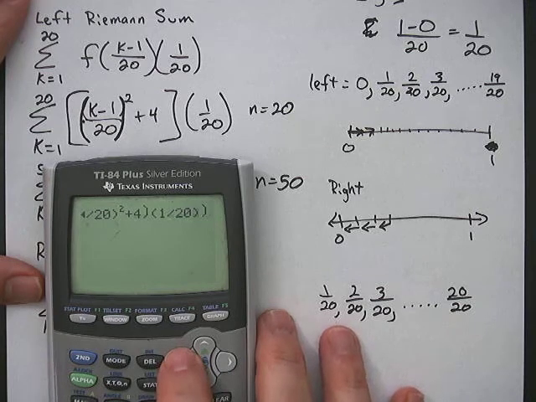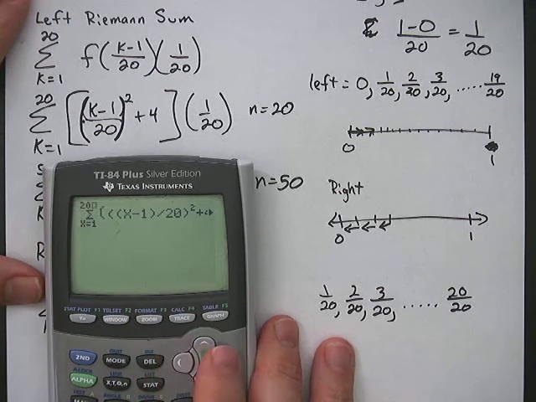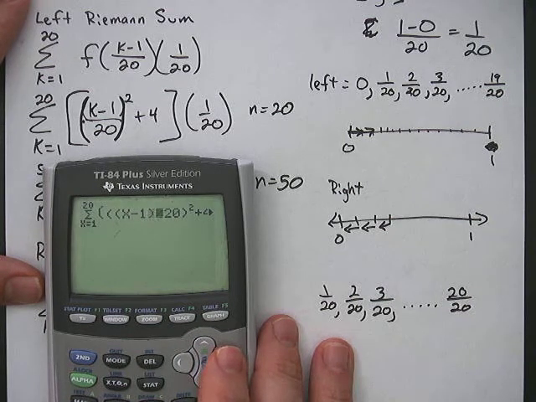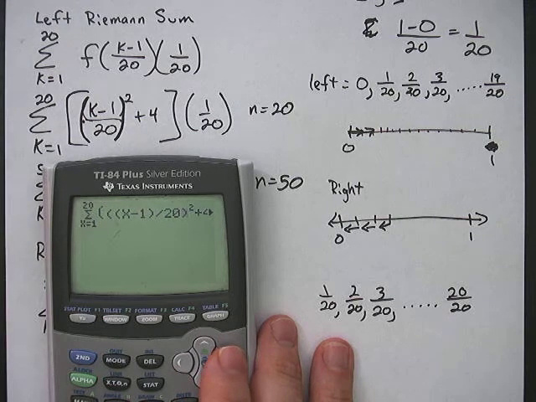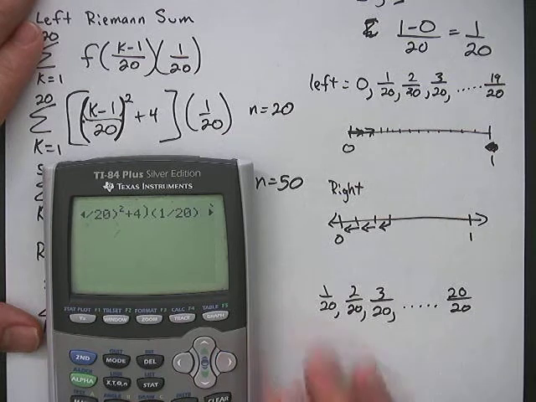Okay, so let me go back and show you what I've typed in here really quick. We have a total of 3 parentheses. There's the x minus 1, close parentheses around the top of the fraction. Divide by 20, close parentheses around the entire fraction. Square it, plus 4, and then close parentheses around the entire sum. And then multiply it by 1 over 20. Okay, and then hit enter.